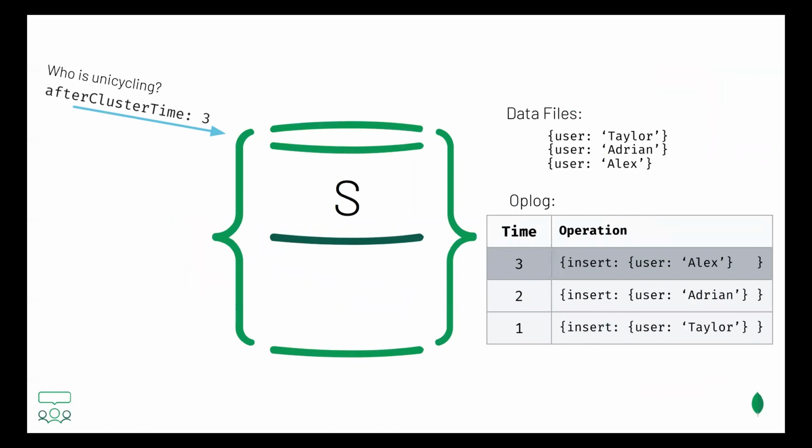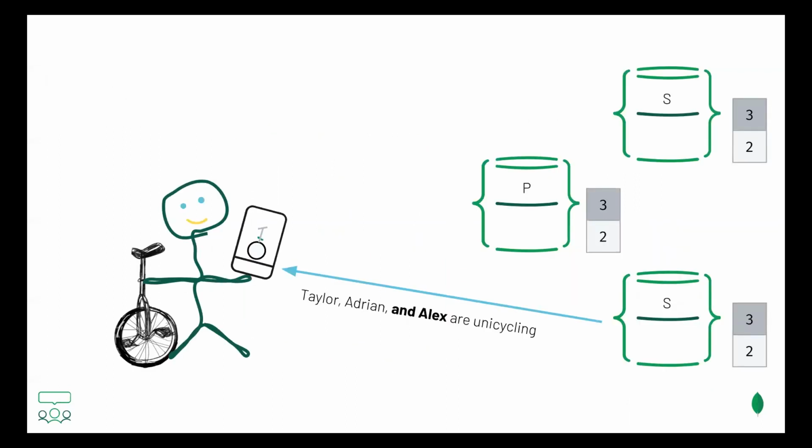Zooming into the secondary serving the read, we see that this time, the node includes all of the writes and all of the data. This time, the read returns that Taylor, Adrian, and Alex are all unicycling. We finally see the result we wanted.